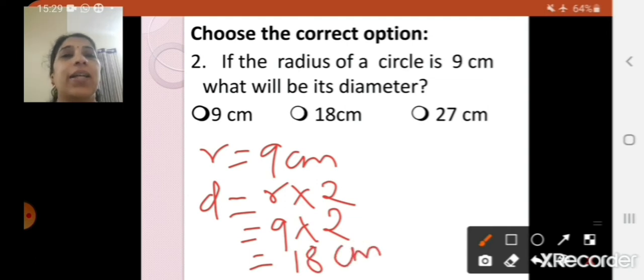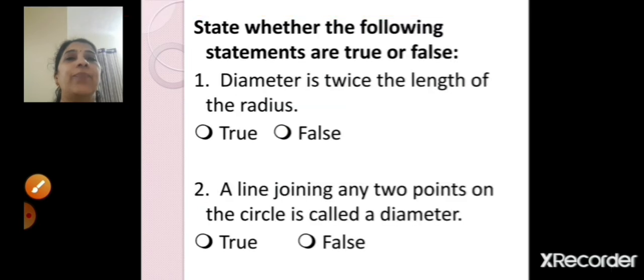Right? So where is the correct option? 18. So 18 is your correct answer. Right? So now let's move to the next one. State whether the following statements are true or false. First one is, diameter is twice the length of the radius. So just now we had seen, children, when you are going to calculate the diameter. We saw that when two radius are joined together, it forms a diameter. So our statement is correct. So we'll select the option as true.